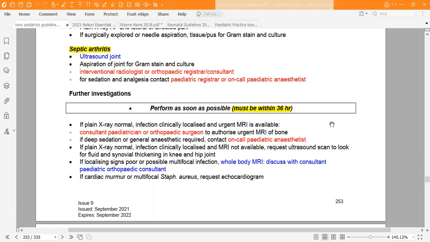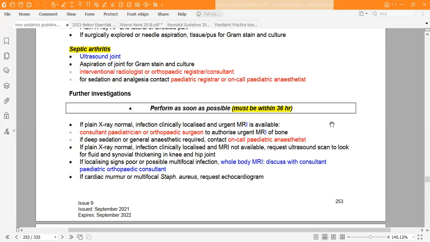So we have many options in here. We can move according to these options. If you have already done a plain X-ray for the affected joint and it was normal, but clinically you have infection, signs of inflammation in the affected joint, and urgent MRI is available, meaning you have the facility in your workplace to do MRI, then you have to consult your consultant pediatrician or the orthopedic surgeon to authorize urgent MRI of bone. It's not you who authorizes it. If deep sedation or general anesthetic is required, contact the on-call pediatric anesthetist.